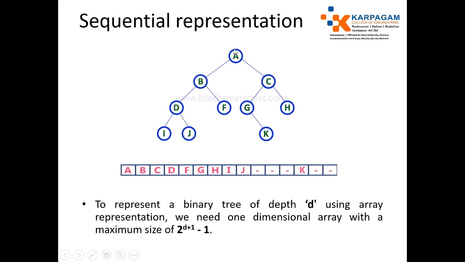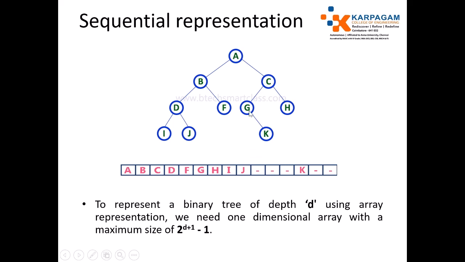For example, if I wish to represent this kind of tree, this is called a binary tree because every node possesses at most 2 children. By using an array, you can fill the data level-wise. For example, root A is filled in the 0th position of the array, B in the 1st position, C in the 2nd position, D in the 3rd position accordingly. For example, A, B, C, D, F, G, H are filled and I, J are filled. For F, we don't have any children, so just fill with empty slots, that is, null values.